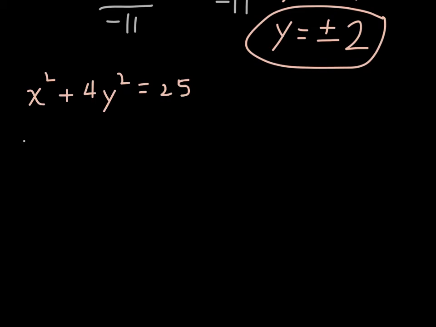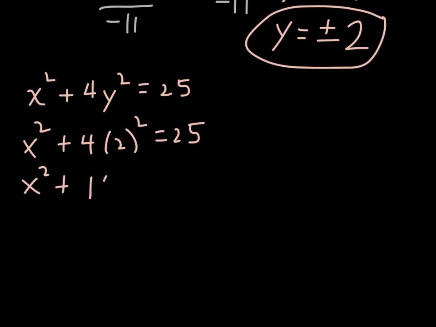Now, when I plug in +2, I get the following. x squared plus, remember that 2 squared is 4, so you got 4 times 4, which is 16. x squared plus 16 is 25. All right, so subtract 16 from both sides, and 25 minus 16 is 9. Take the square root of both sides, and you get plus or minus the square root of 9, which is 3.